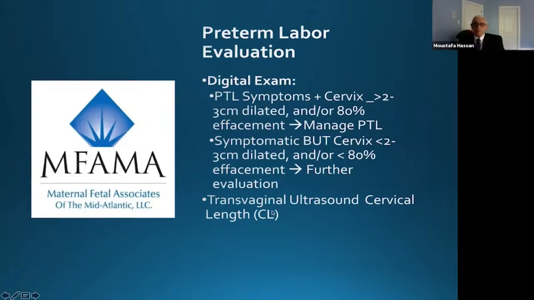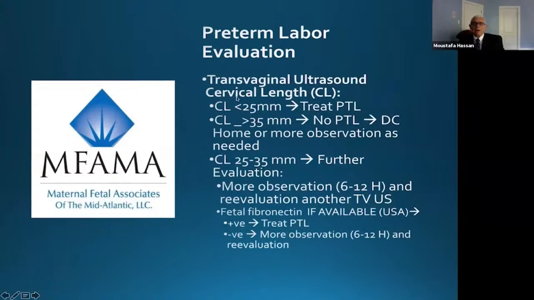That's where, as you saw in the previous slide, the role of transvaginal ultrasound cervical length comes in. Now, cervical length at less than 25 millimeters, treat as preterm. Don't forget, a few minutes ago I told you about cerclage. No, these people are past the stage of cerclage, past 24 weeks. So these people are in true, honest-to-God preterm labor.